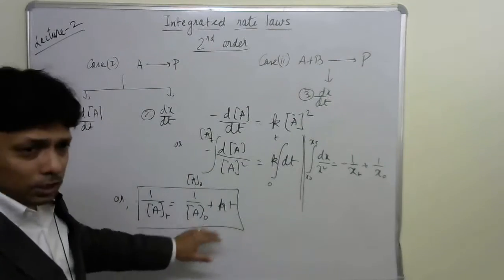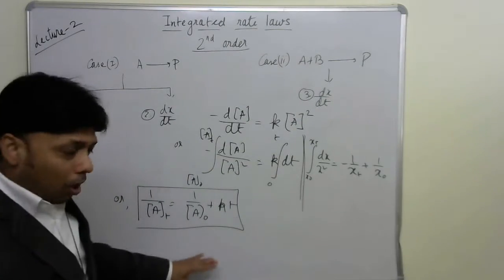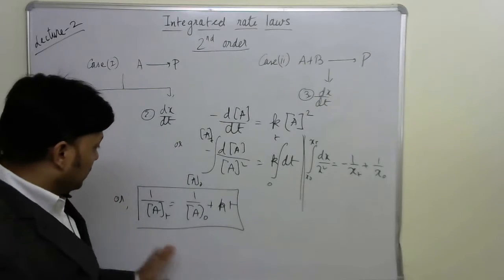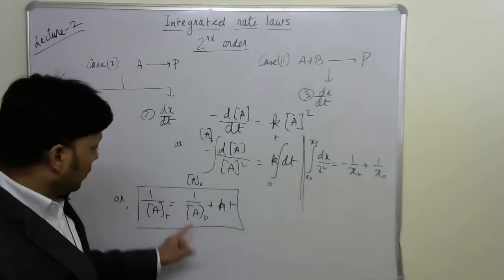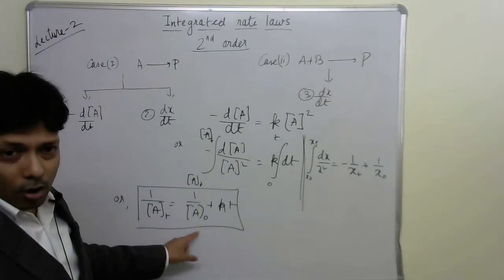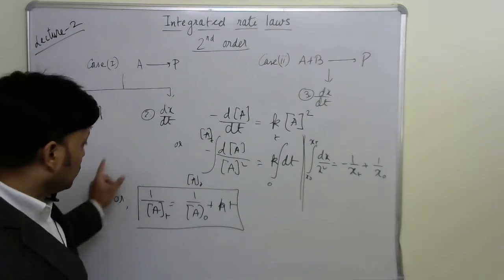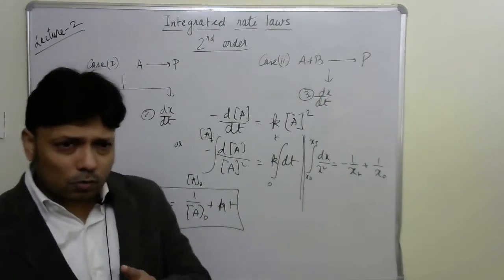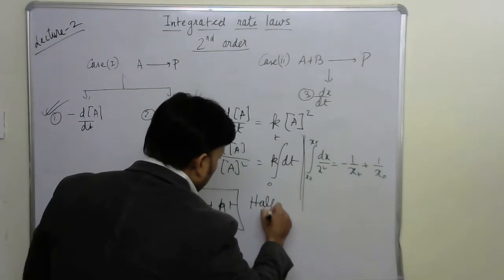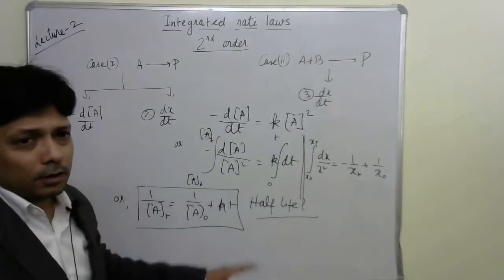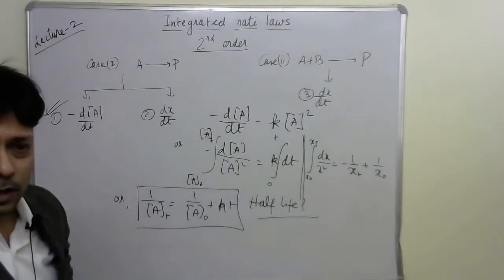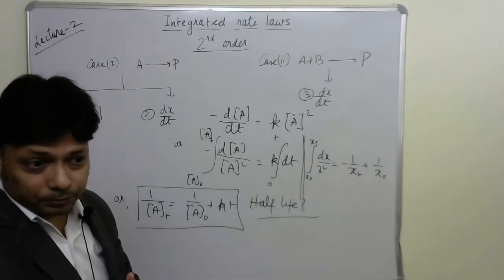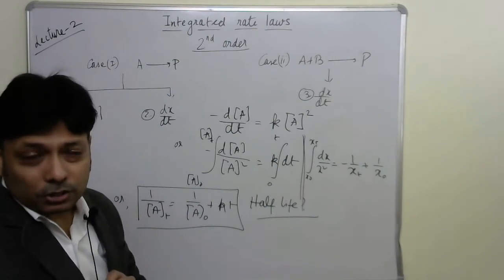This equation looks linear, doesn't it? Can you plot 1 over A t with respect to t, verify that you get a straight line, and from the intercept find out the value of A naught? In other words, please try to draw an imaginary graph from this integrated rate law of the second order equation. Here is one question for you: can you calculate the half-life of the second order kinetics? I'm giving you a hint: show that the half-life, whatever you find, is dependent on the initial concentration.